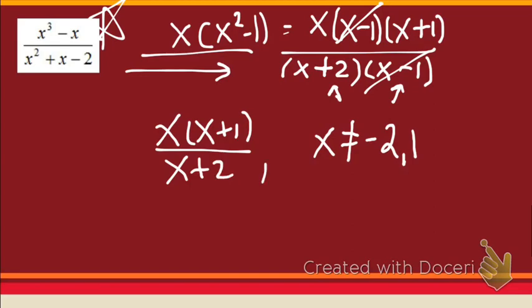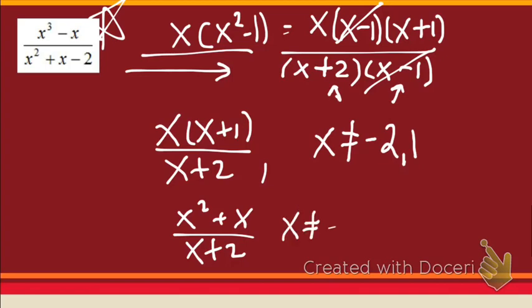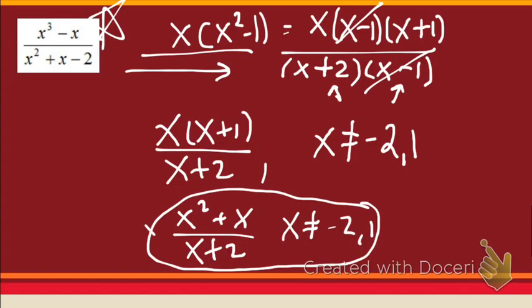Alright, and it's always good to put these in standard form. So if you just distribute that x back in, we get that, where x cannot equal negative 2 or 1. Alright, so that is the simplified version of that.